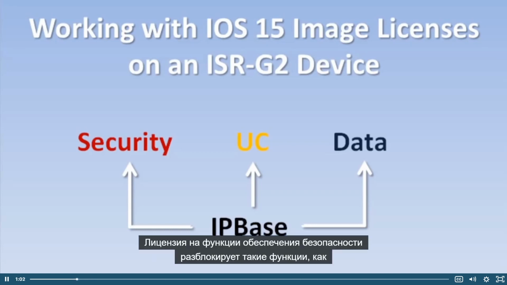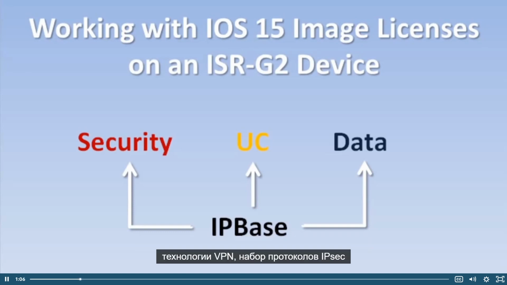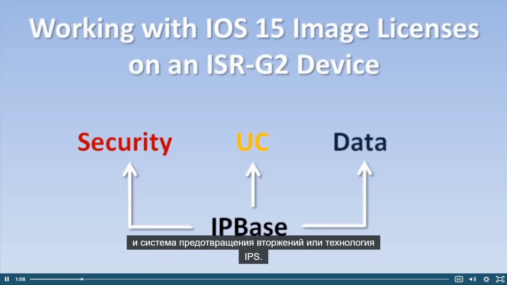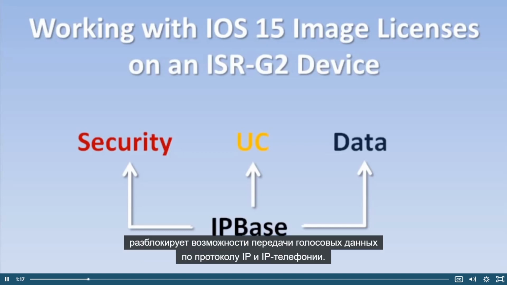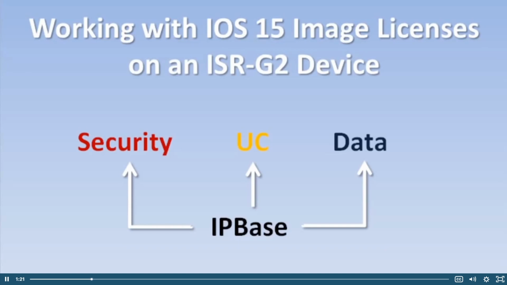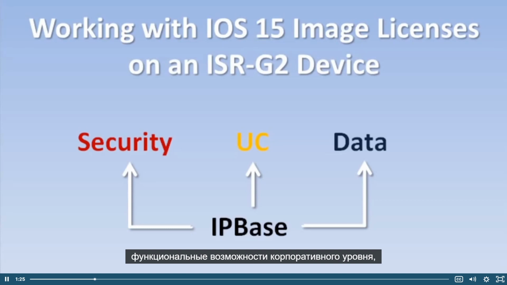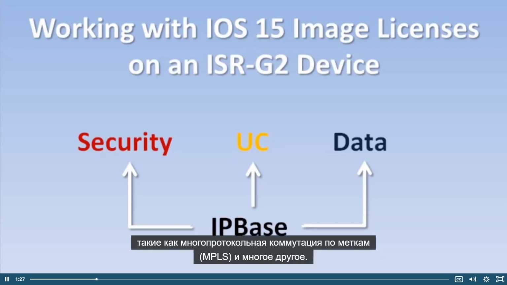The security license will unlock features like VPN technologies, IPsec, and intrusion prevention system or IPS technology. The Unified Communications technology package will unlock voice over IP capabilities. And the data package will unlock enterprise-level functionality like multi-protocol label switching or MPLS, and more.